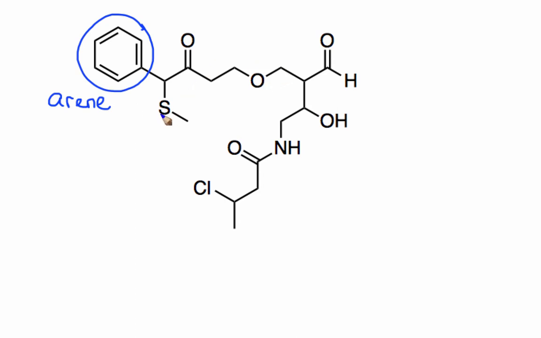Okay, next we have this sulfur that has carbons attached on both sides. So essentially two R groups bonded to a sulfur. Okay, this is a sulfide.